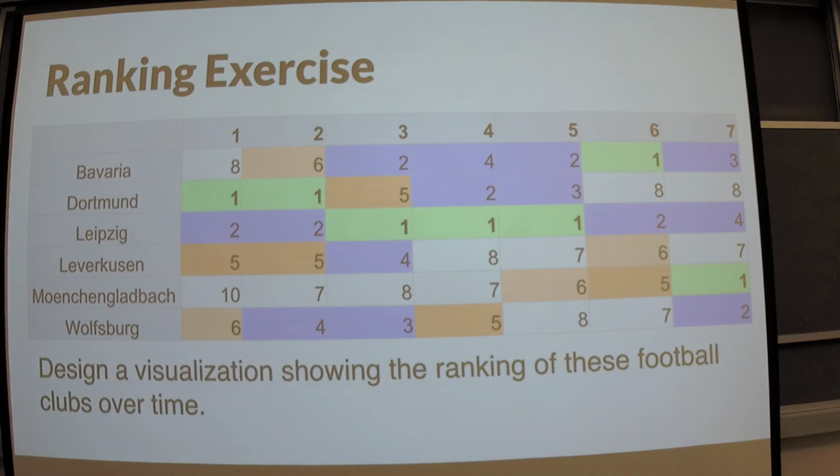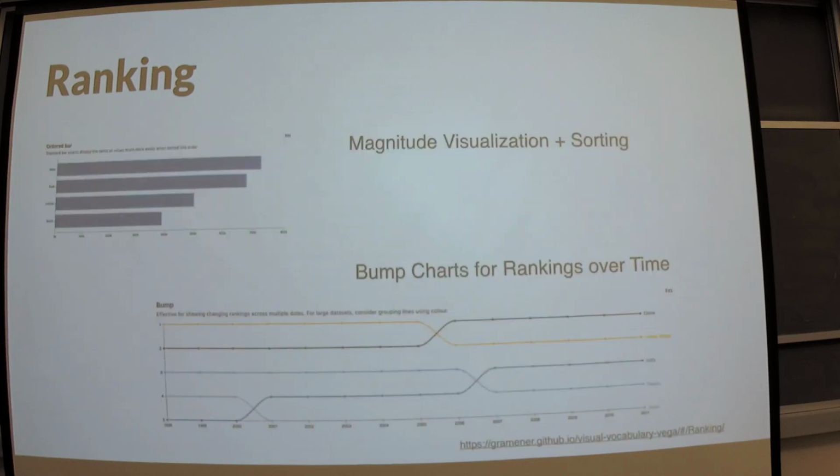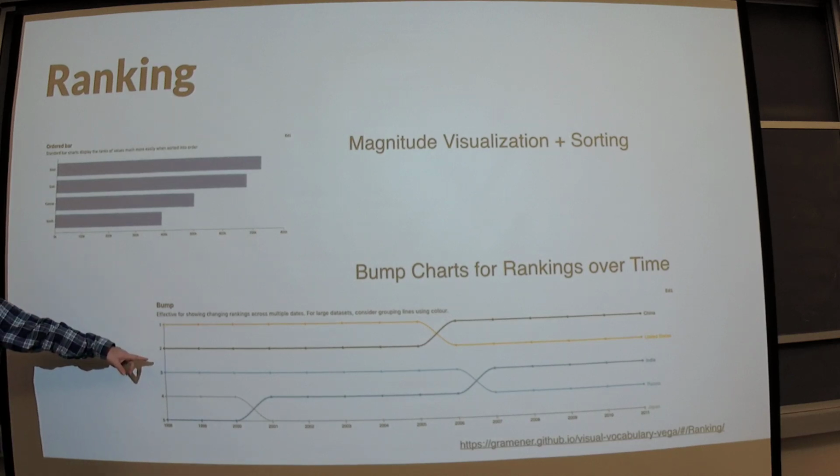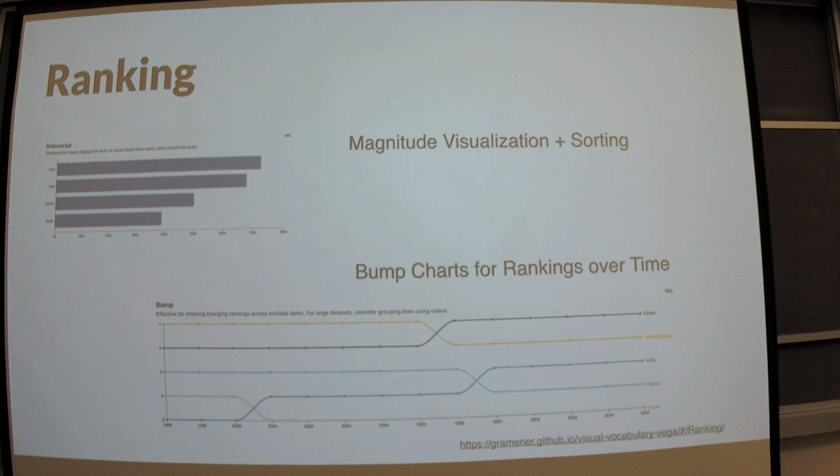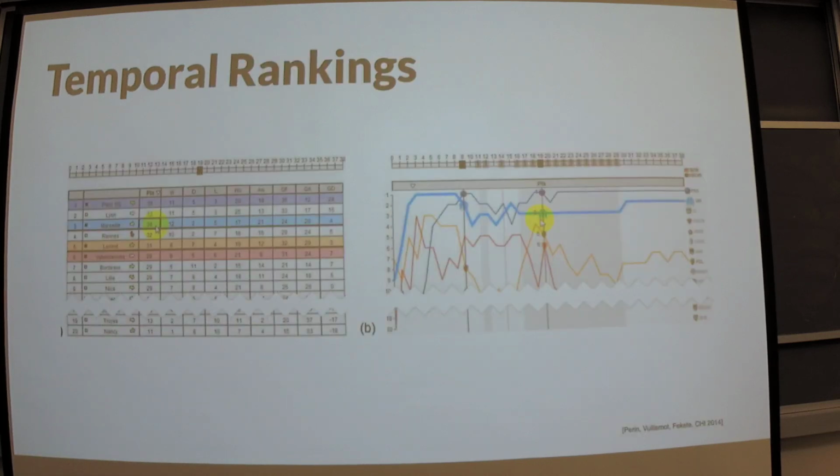So what you guys came up with is consistent with what people usually do for rankings. There's basically two approaches: showing the magnitude, which would be showing the points and then sorting it. This wouldn't be very good for temporal data, but I'll show you a little bit later on how you can make this also for temporal data. And then many of you came up with something like these bump charts here. And so there's actually a paper from Kai in 2014 that tackles exactly this problem.